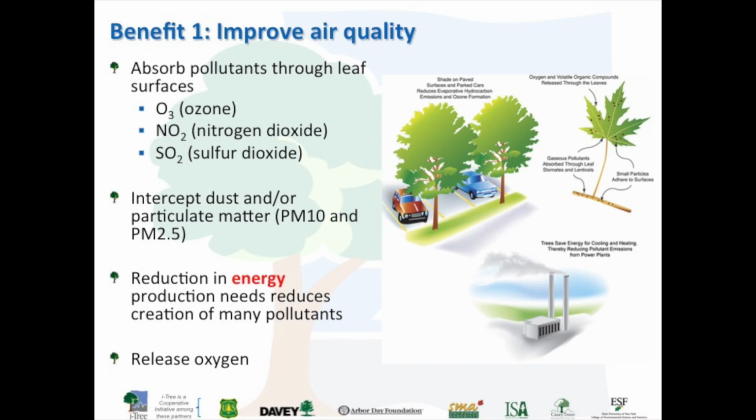I want to talk a little bit about some of the benefits now, just in a little bit more detail. What exactly do we mean by air quality improvement? There's a number of different things that trees do, and the models in iTree actually will tell you. So it looks at trees' ability to absorb gaseous pollutants like ozone, sulfur dioxide, nitrogen dioxide. It also models the interception of particulate matter.